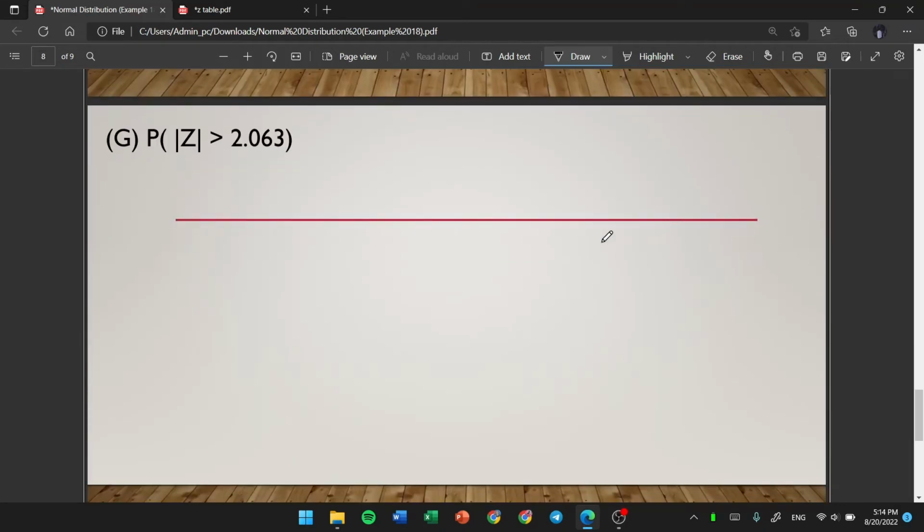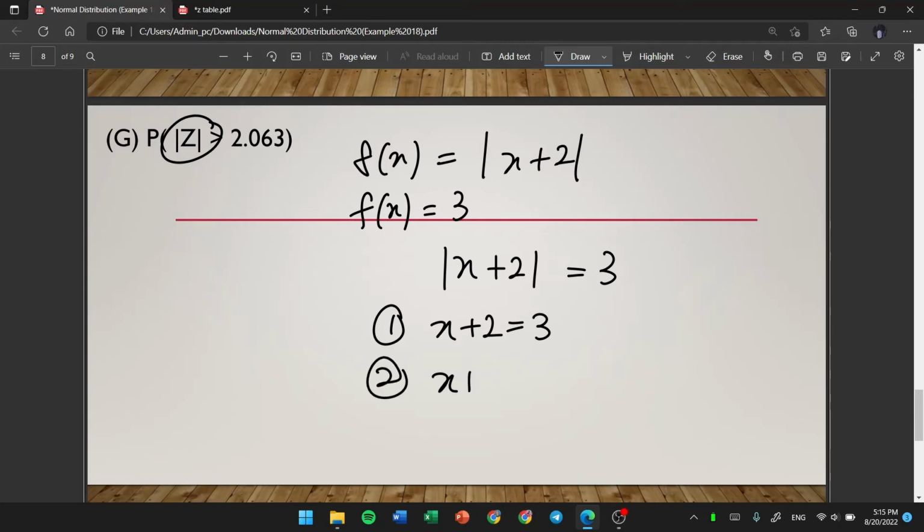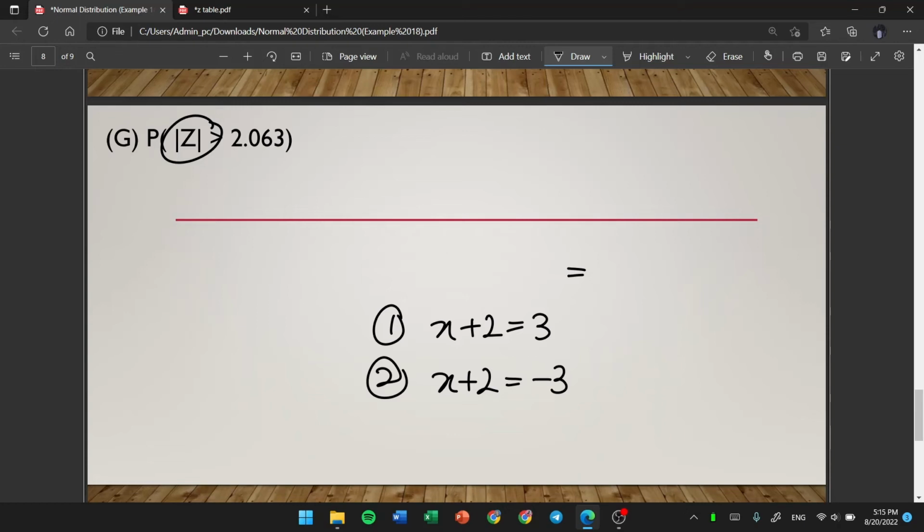Okay, then we see G and H, last question. So when you see modulus, we learned before, f(x) equal to modulus x plus 2, for example. Then if they say when f(x) equals 3, you will take modulus x plus 2 equal 3. Then you form two equations, right? x plus 2 equal 3, and another one, x plus 2 equal negative 3. You get two equations. Same like the modulus questions like this. Wait, let me erase everything.